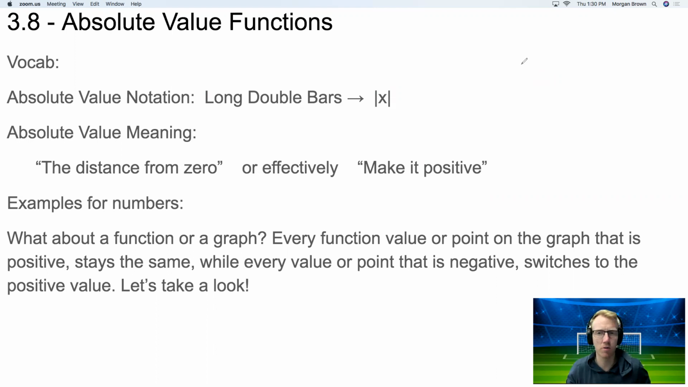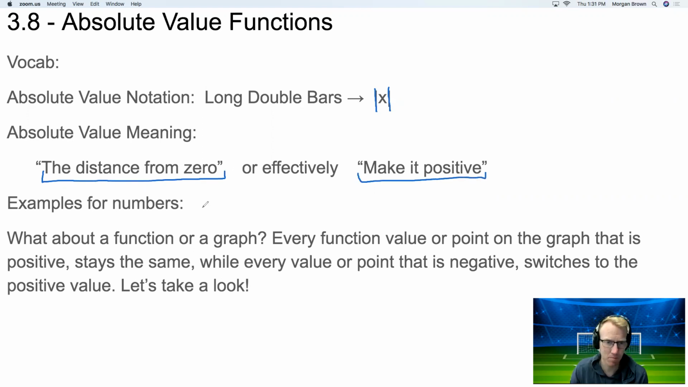So first of all, just a quick review of absolute value. The notation for absolute values in general is just double, long, straight, vertical, parallel bars. And you're taking the absolute value of whatever's inside. So it could be a number, it could be a variable, it could be an entire function. And what these bars mean is how far away is the thing inside from zero? Or if it's a number, effectively make it positive.